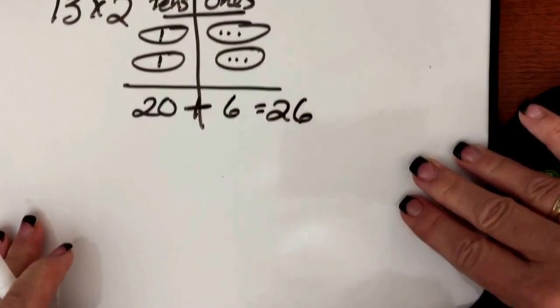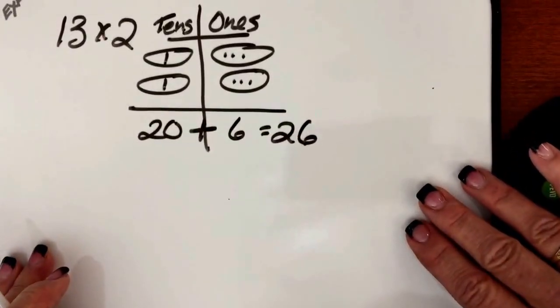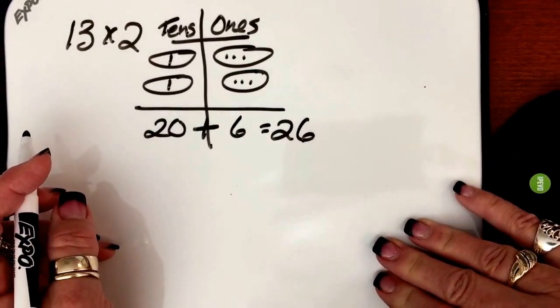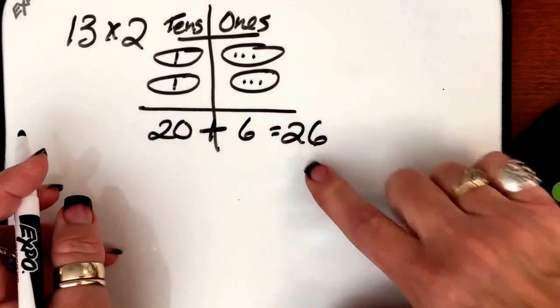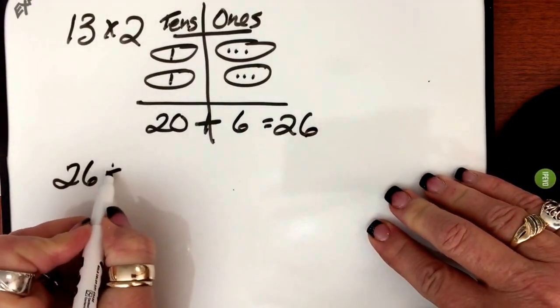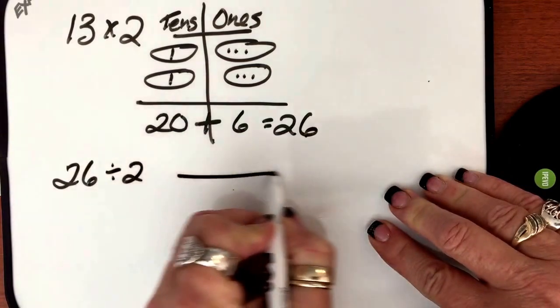Okay, so keep that in mind. Now let's think about it as division. Remember, we're talking about related facts. So if we're going to take this again, we're going to take 26 and we're going to look at it divided by 2. And we're going to use the same technique.